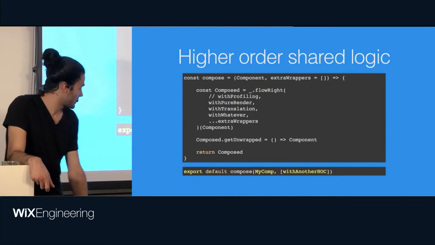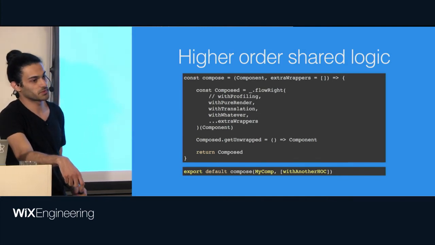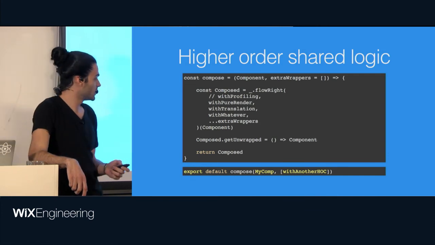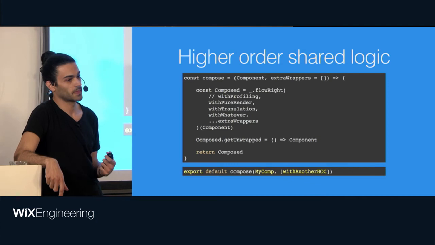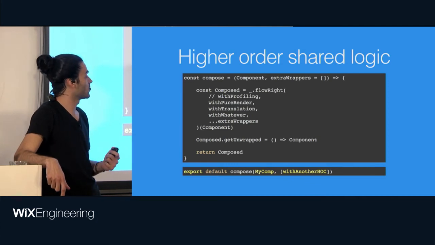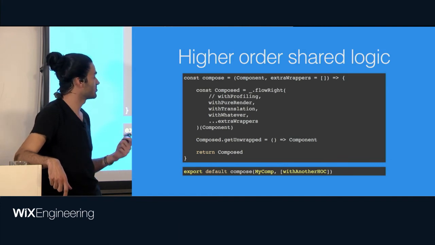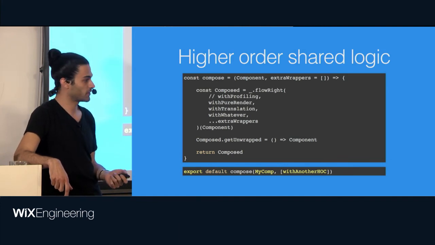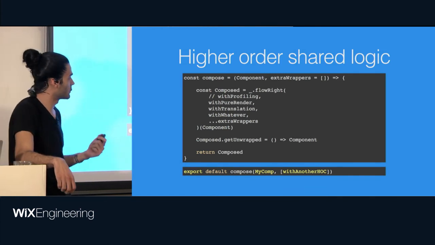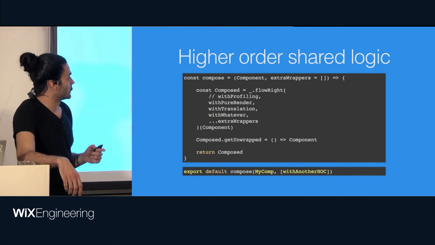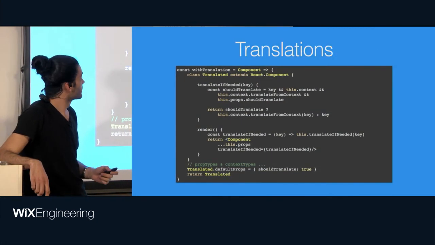Another awesome mechanism is the higher order shell logic that we use in our UI components. Each component is exposed with the compose function that wraps it with any cross-component logic that we'd like to share across all of our components. For example, if we'd like all of our components to be pure render, we wrap everything with the pure render higher order component. And I'd like to drill down to the translation.